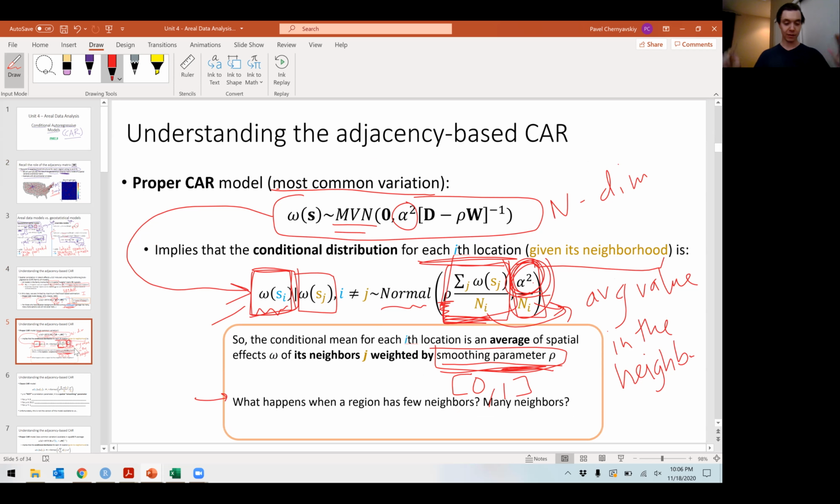For Maine, we look at New Hampshire, its only neighbor. There's no sum there because it's the only neighbor. We divide it by 1, its only neighbor. We multiply it by the smoothing parameter, and the variance is alpha squared. And then we take the spatial effect for Maine from that normal distribution. So when a region has few neighbors, we allow greater deviation.